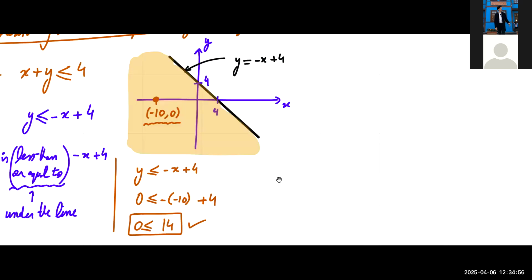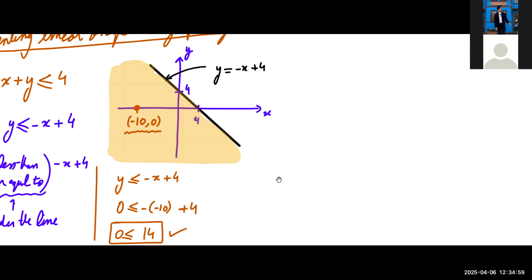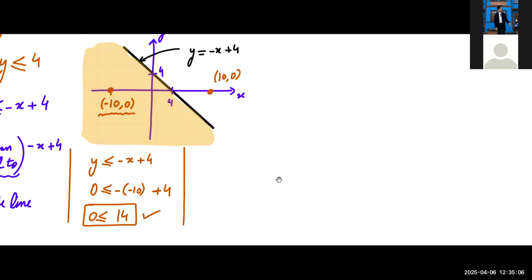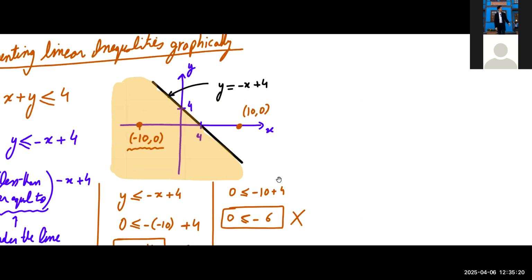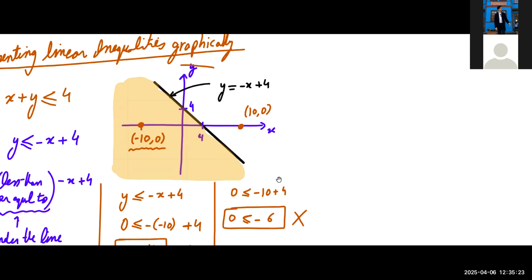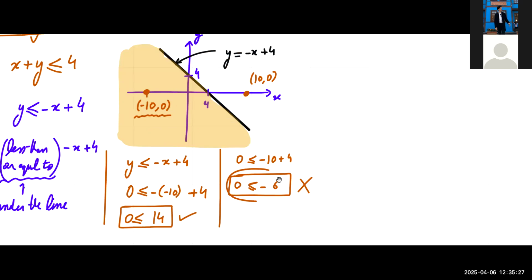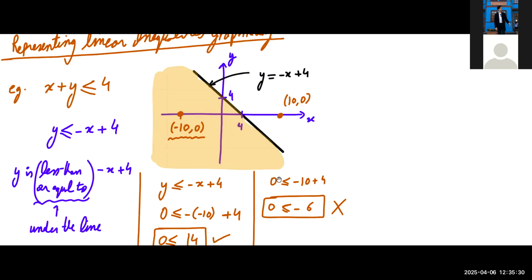Now, let me show you what I mean by breaking the inequality. If I pick a point that's not in this region, for example, this one, like 10, 0, and I plug this into the equation, so 0 is less than or equal to minus 10 plus 4. As you can see, I get 0 is less than or equal to minus 6, which is not true. I just broke the inequality. So if you pick any point outside of the region, your inequality won't work. It'll give you a false answer. So that's how inequalities work, and that's what this shaded region means.